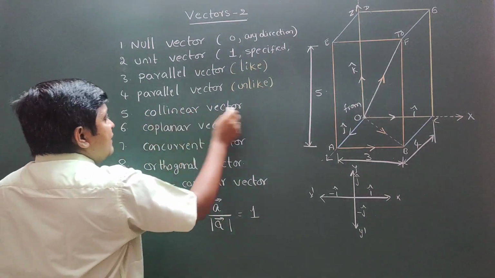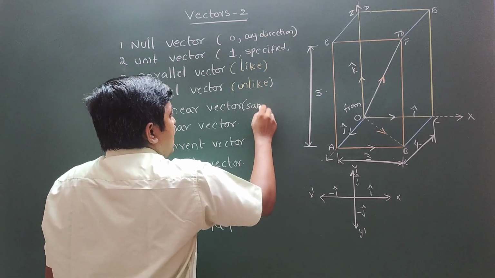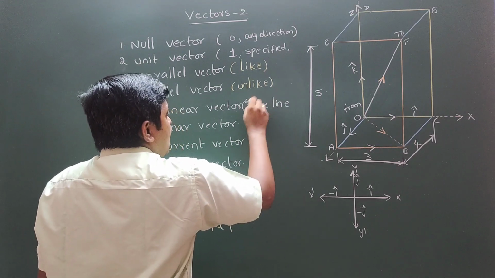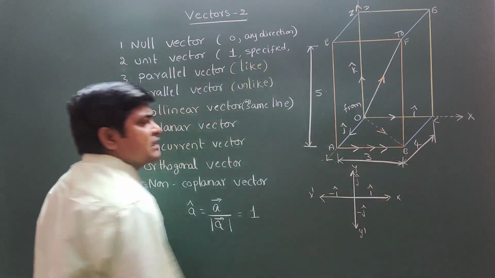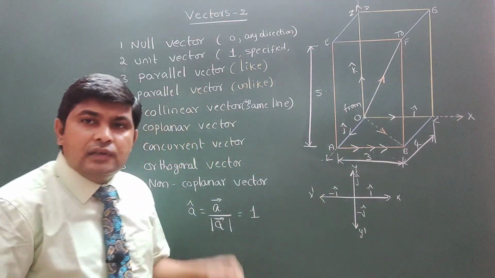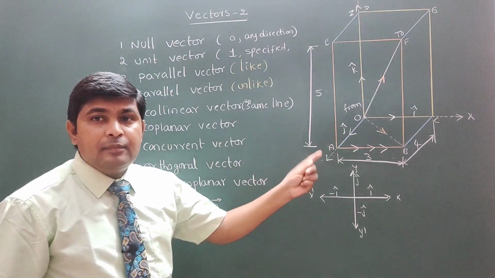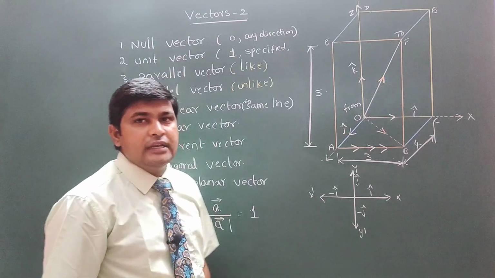Next, collinear vector means same line of action, or on the same line. Suppose I have two vectors or three vectors on the same line. Then these have a common line of action, so that type of vector is known as a collinear vector.